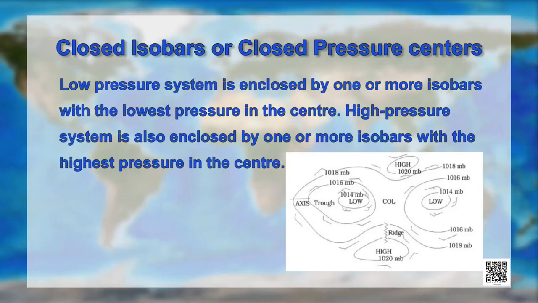There are 2 terms which you should know: closed isobars or closed pressure centers. A low pressure system is enclosed by 1 or more isobars with the lowest pressure in the center, and a high pressure system is also enclosed by 1 or more isobars with the highest pressure in the center. Now we will talk about the world distribution of sea level pressure.